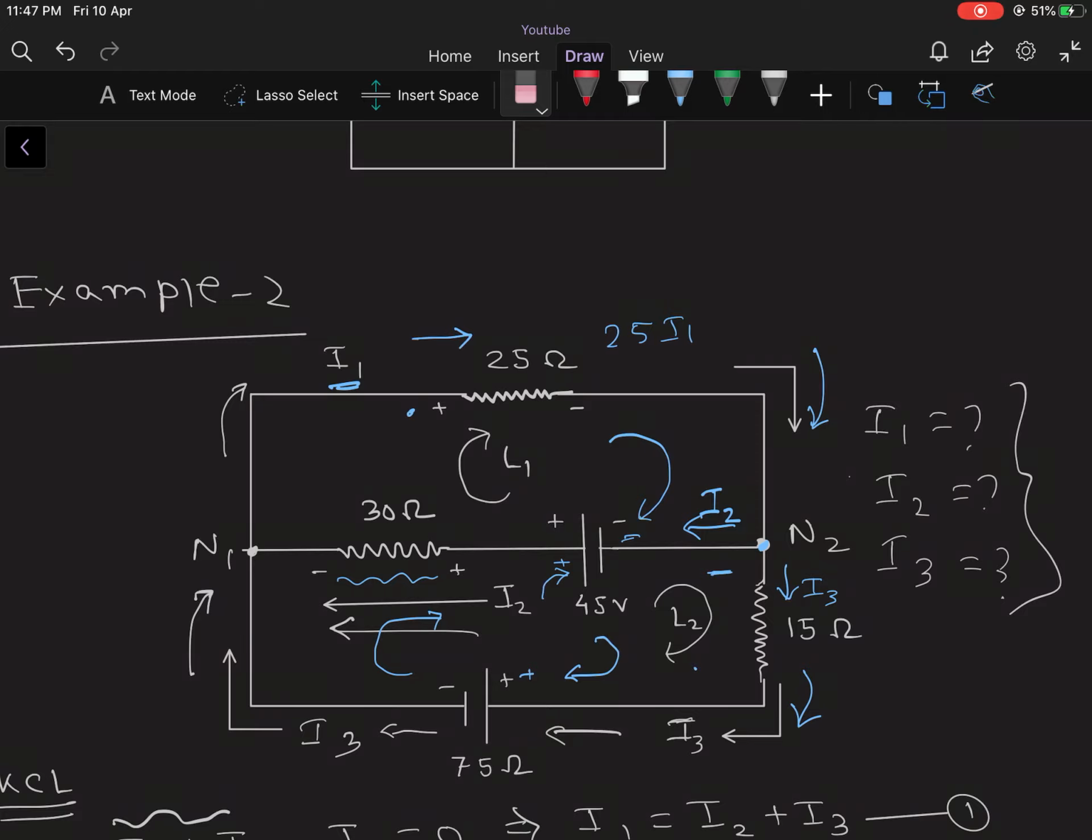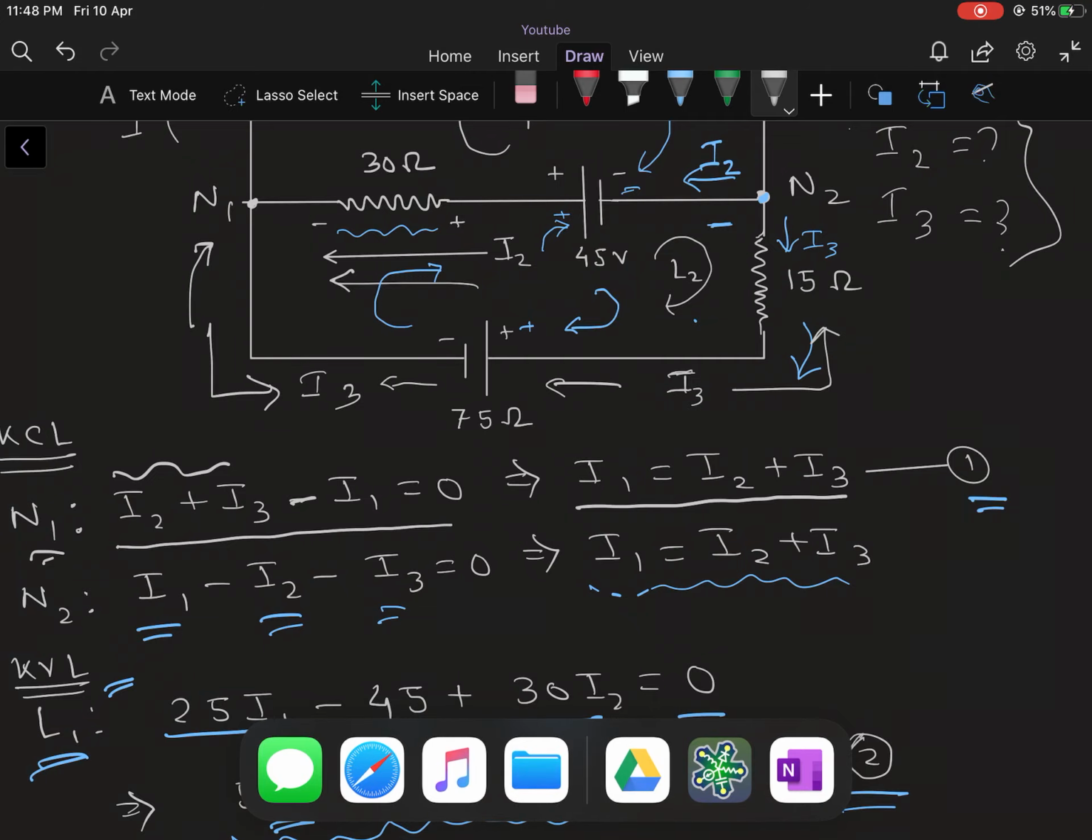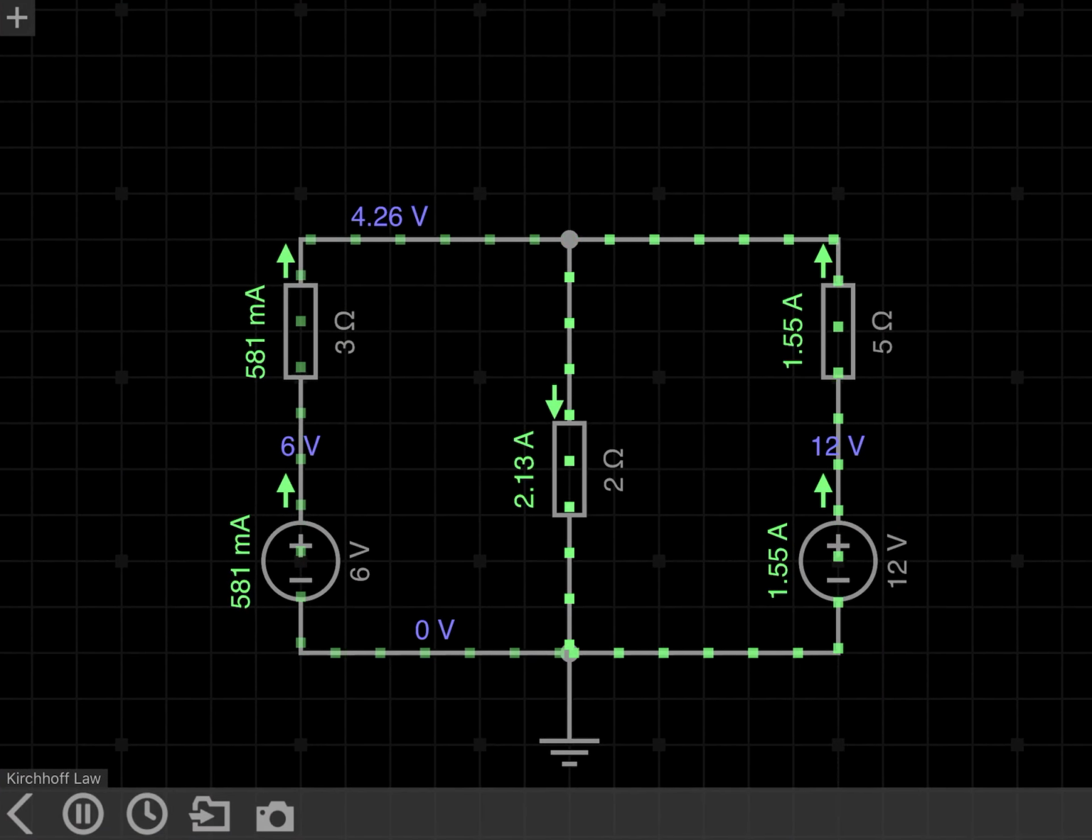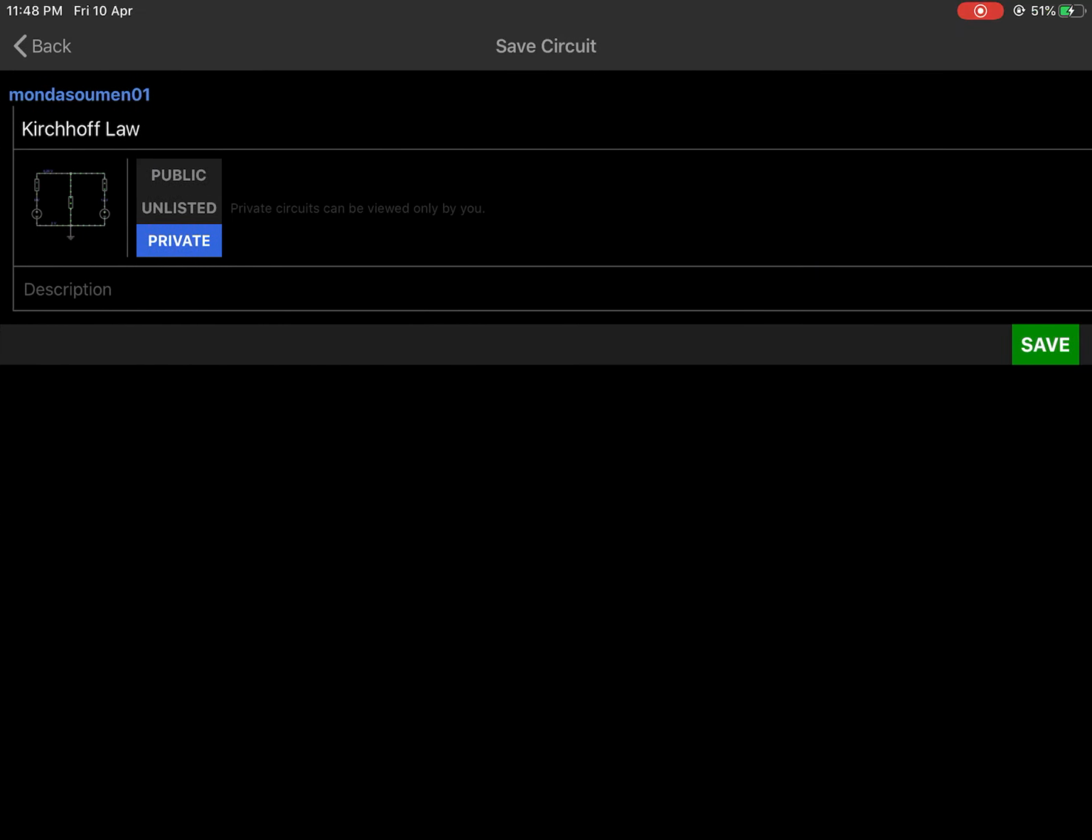The direction of I1 will be in this direction, and the direction of I3 will be in this direction. So this is the change we have to make. Again, let us see the simulation in this case so that we can get an idea about that.